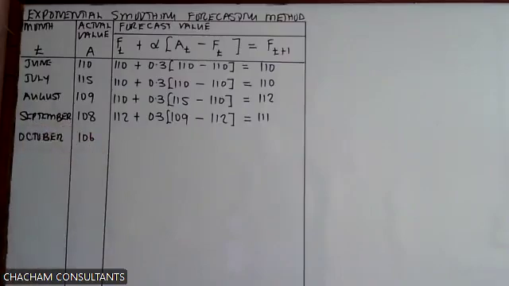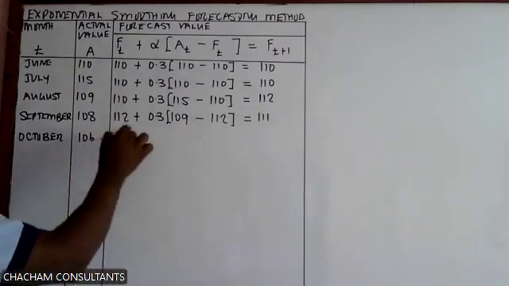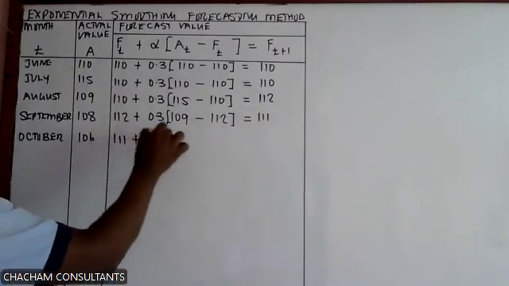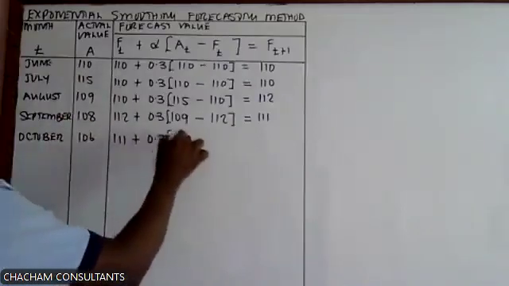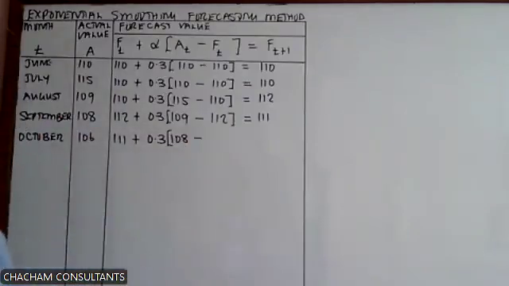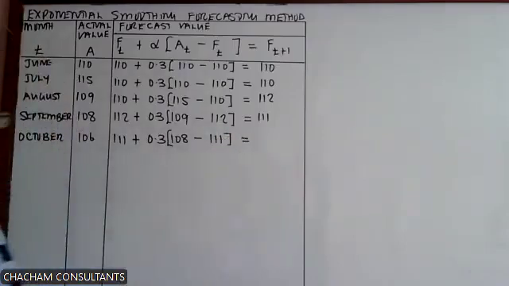October, the value is 106. So the previous forecast is 111, plus alpha times the previous actual 108 minus the previous forecast 111. That gives 110.